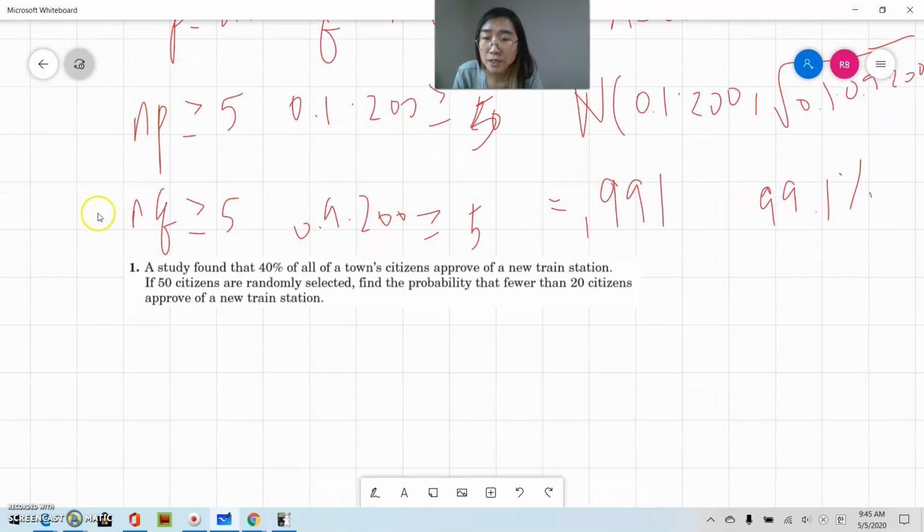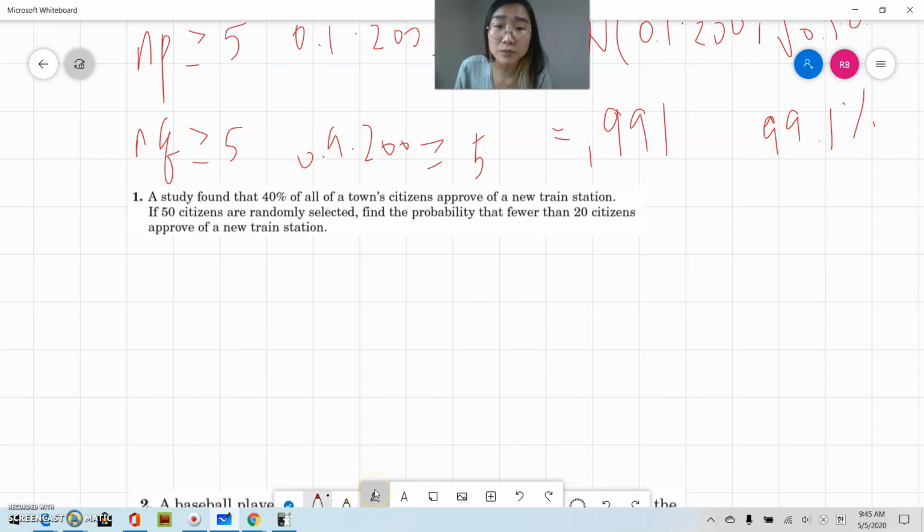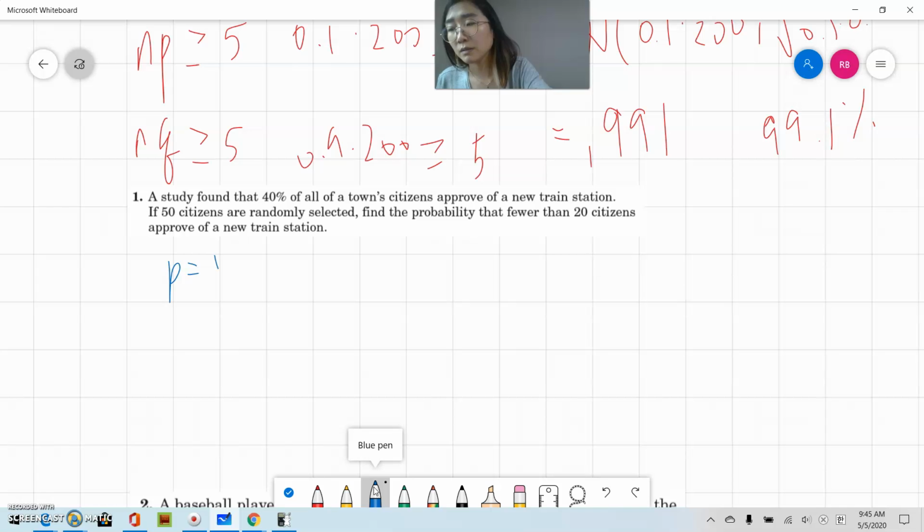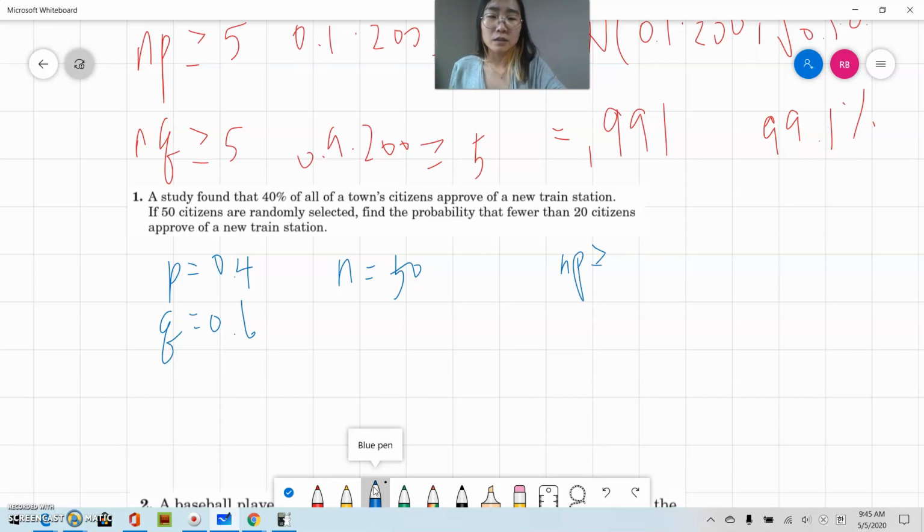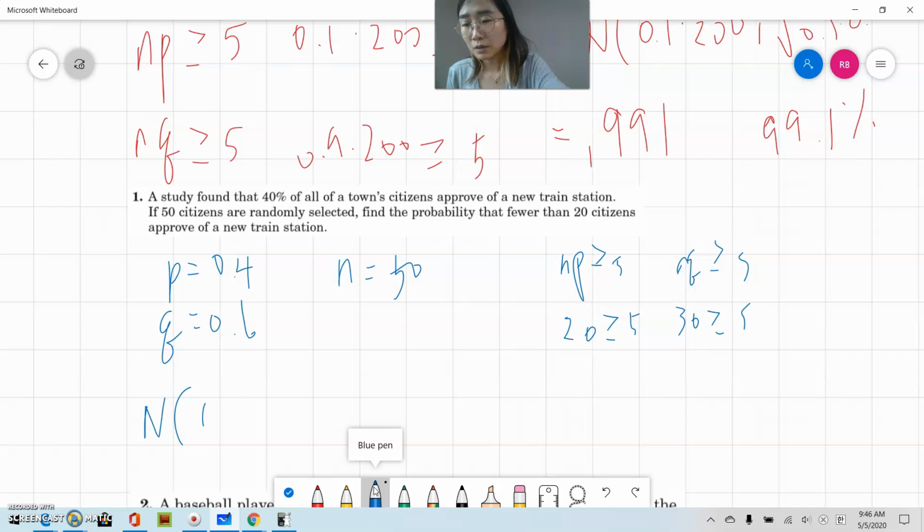A study found that 40% of all town citizens approve of a new train station. So then my p, probability of success, is 0.4. If 50 citizens are randomly selected, n is 50, well, q is 0.6. So what is the probability that fewer than 20 citizens approve of this? All right, so I need to check np and nq greater than 5. 0.4 times 50 is 20. So since this is 20, this would be 30, right? Because np plus nq has to add up to n. So then we can use normal approximation. So the mean would be 0.4 times 50, and then standard deviation would be the square root of 0.4 times 0.6 times 50.